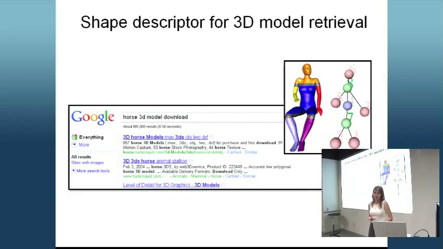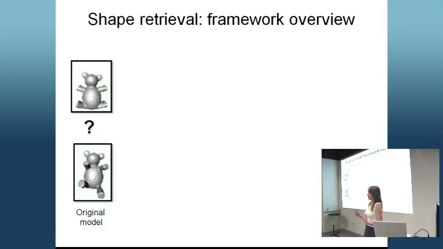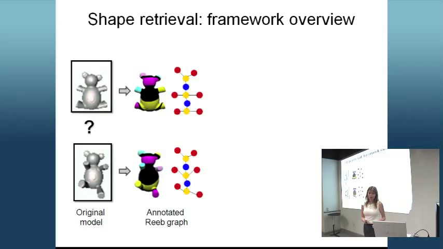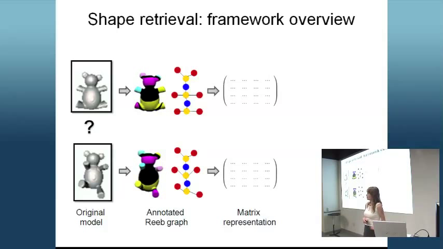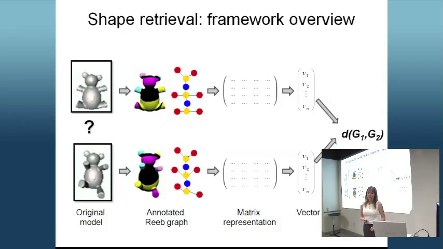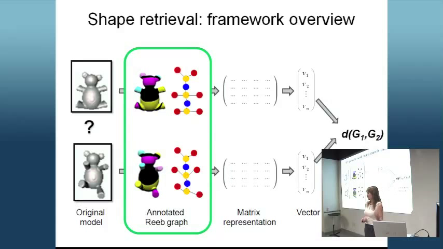I want to give a brief overview of the framework that we use to retrieve models from the database. Given two different models, we are interested in answering the question of how similar they are, to estimate quantitatively their similarity. In order to do that, we compute a shape descriptor, which in our case is a Reeb graph, annotated Reeb graph, and then I will explain how we can convert this representation to a matrix form and then to a vector, and then we use the distance between vectors to estimate similarity between original models. So in the first part of the talk I will describe what is the shape descriptor that we are using and how we construct it.